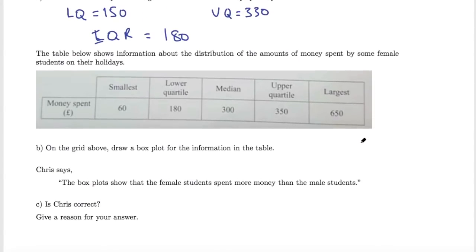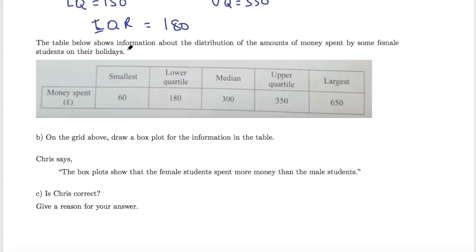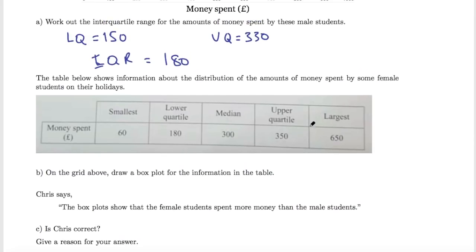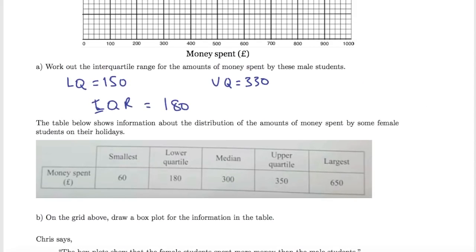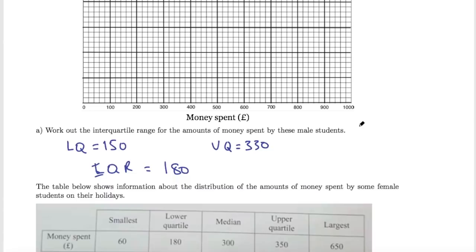The second part of this question says, the table below shows information about the distribution of the amounts of money spent by some female students on their holidays. Okay, and so here we've got the money spent, the minimum 60, maximum 650, and the various values in there. And part B says, on the grid above, draw a box plot for the information in the table. Okay, that should be easy enough. They've given us all of the values. We don't have to work out any of them.